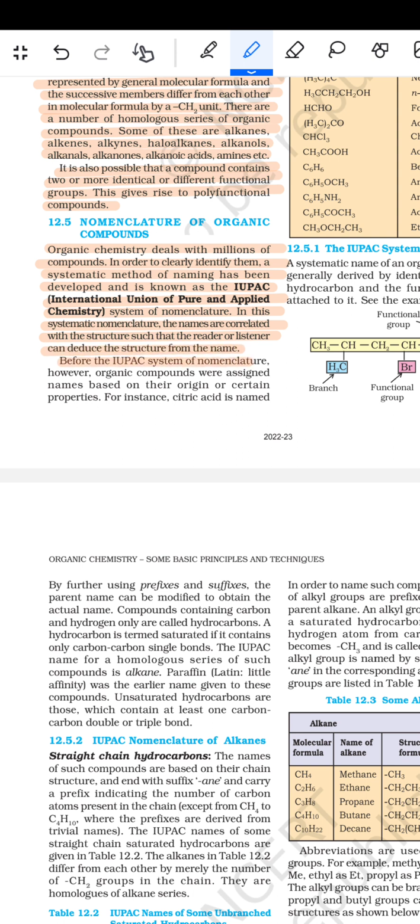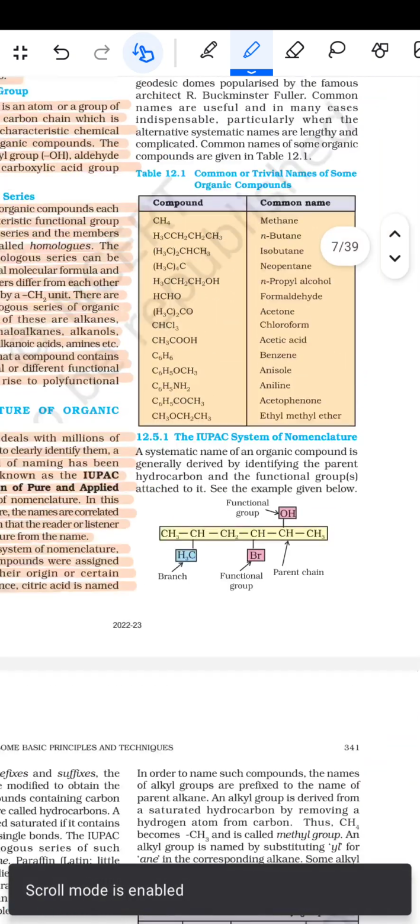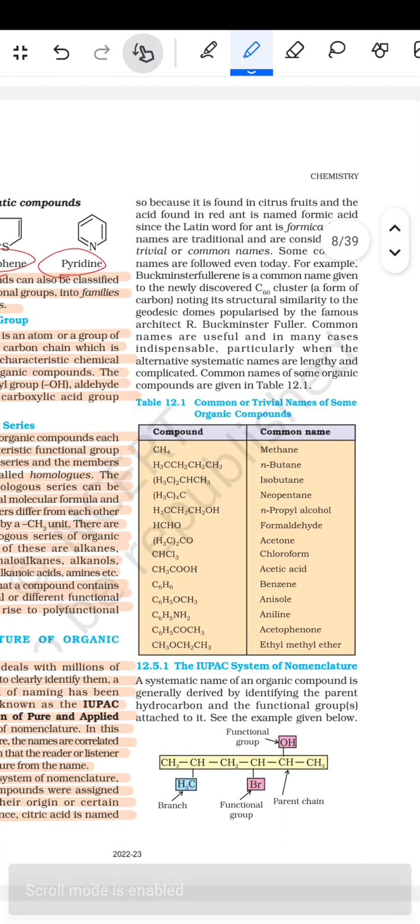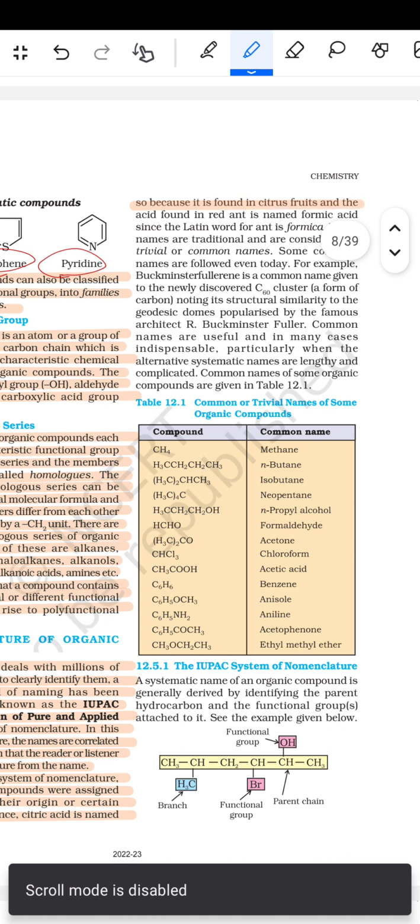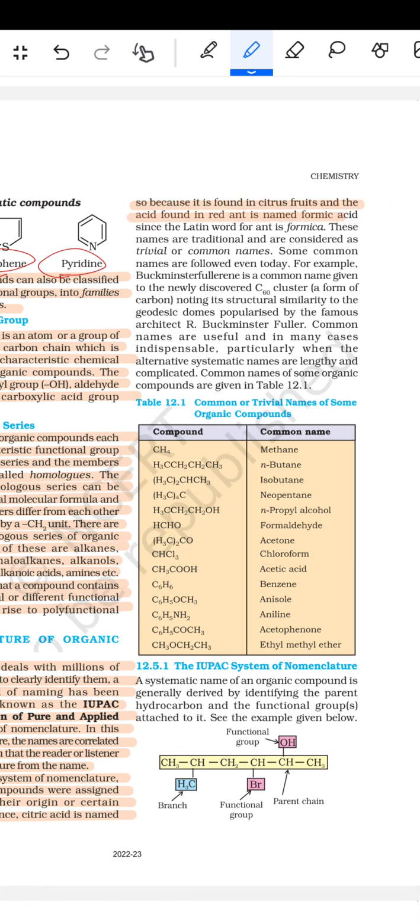Before the IUPAC system of nomenclature, however, organic compounds were assigned names based on their origin or a certain property. For instance, citric acid is named so because it is found in citrus fruits, and the acid found in the red ant is called formic acid, since the Latin word for ant is formica. These names are traditional and are considered either trivial or common names. Some common names are followed even today.